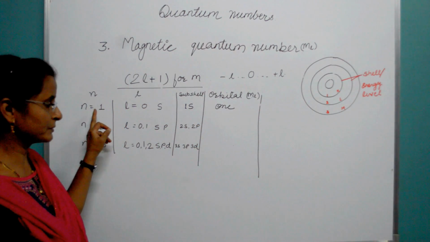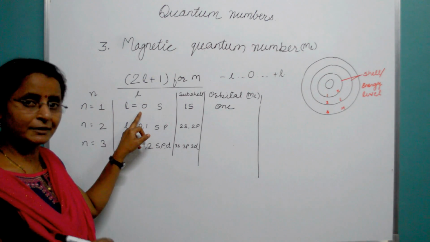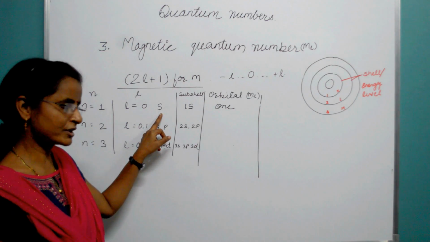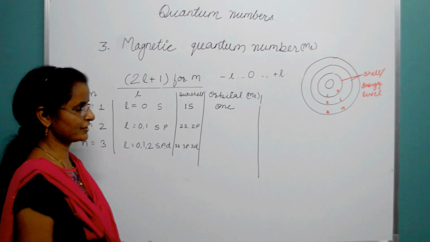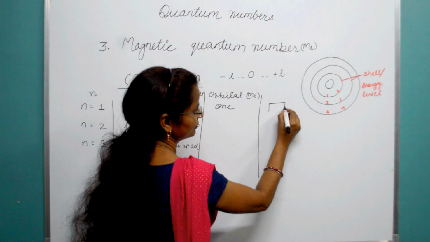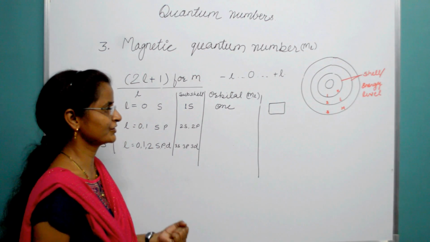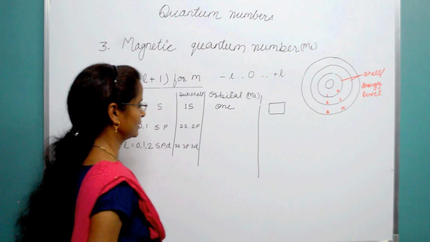If the principal quantum number is 1, then what does the azimuthal quantum number determine? Subshell. So here only one subshell is present in the first energy level and one orbital is present. So generally we use this box and represent how many subshells are present. So in the s subshell only one orbital is present.